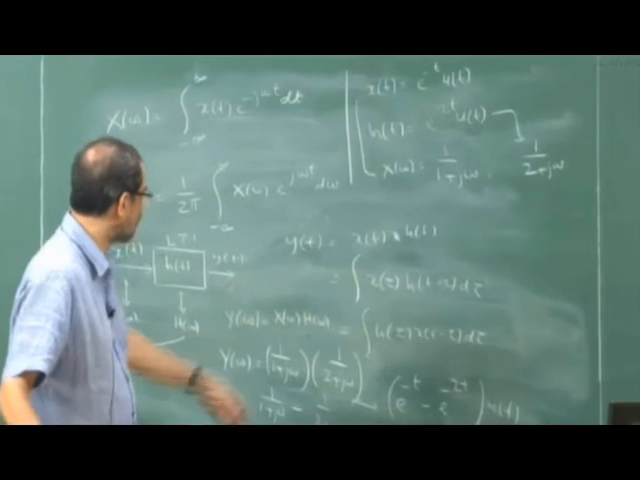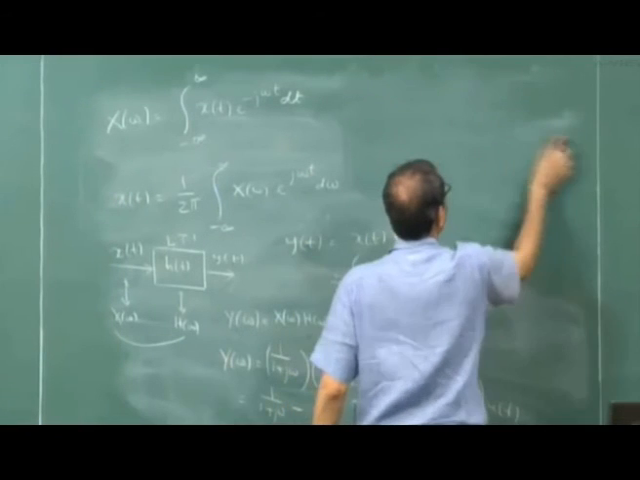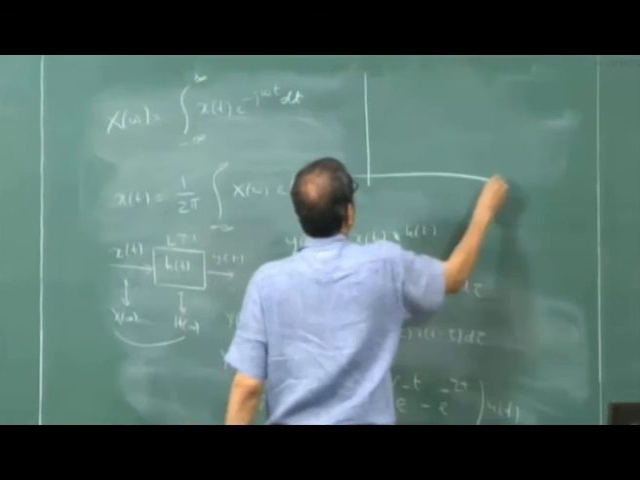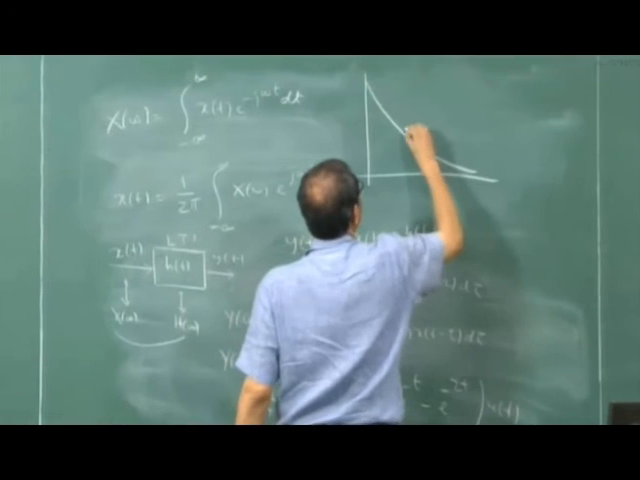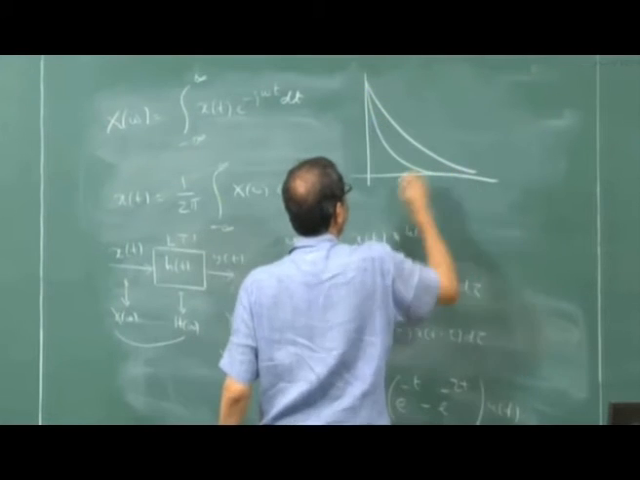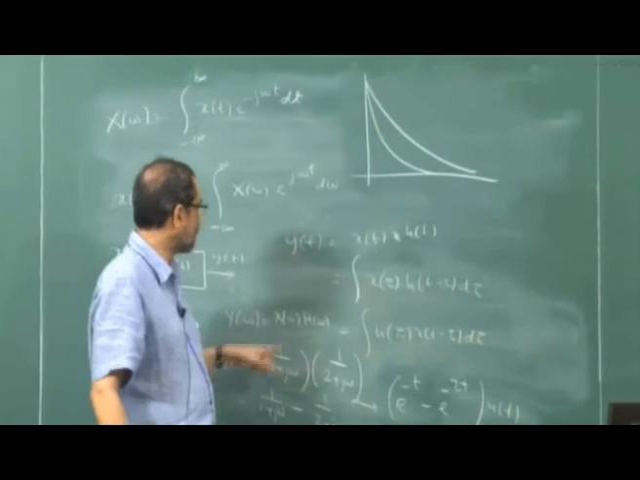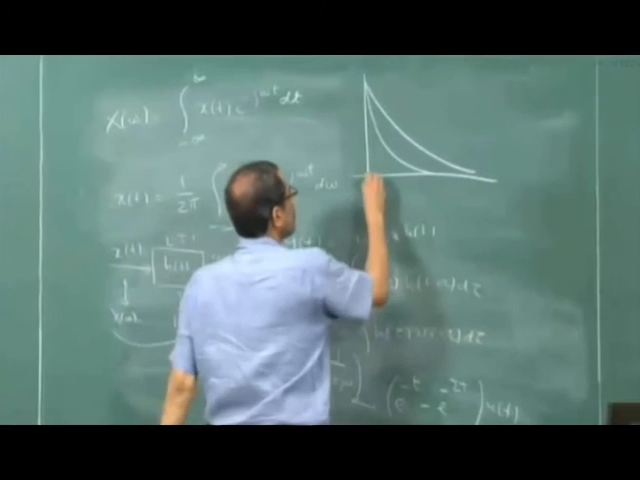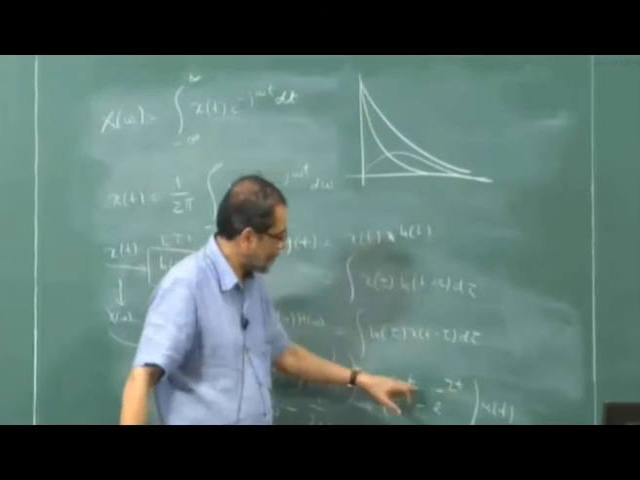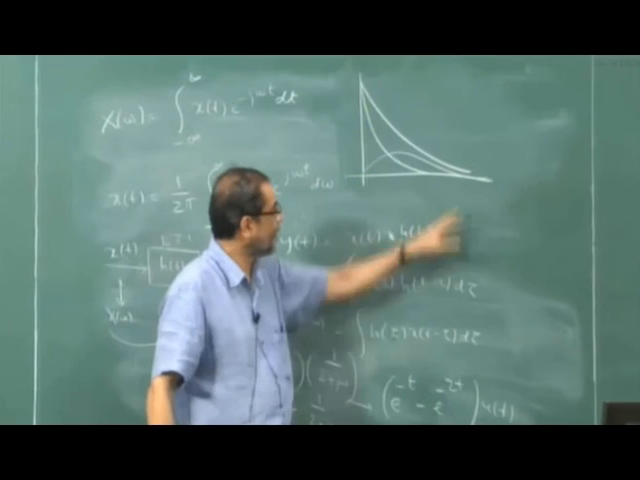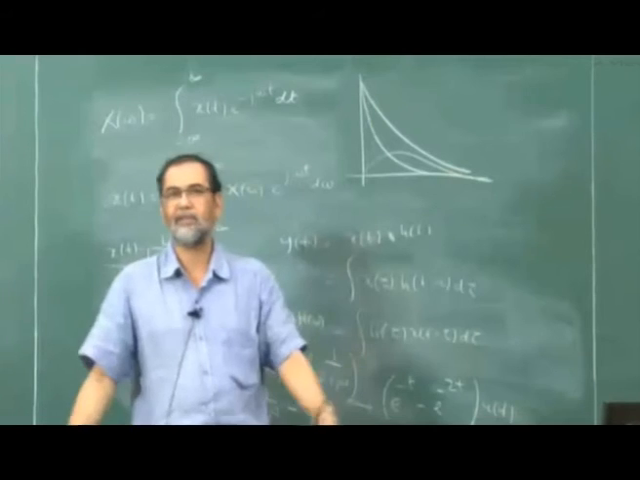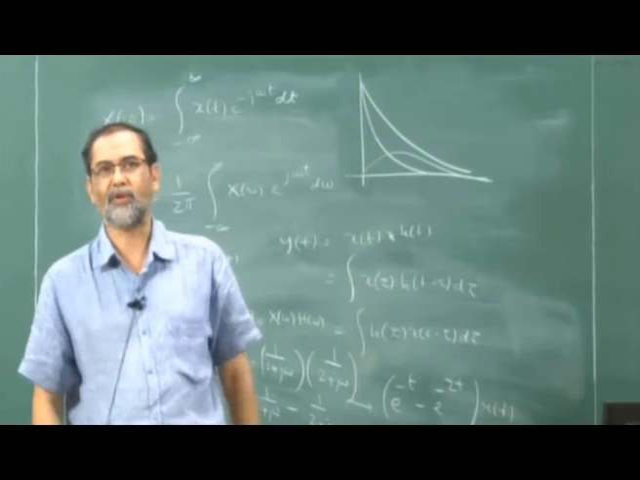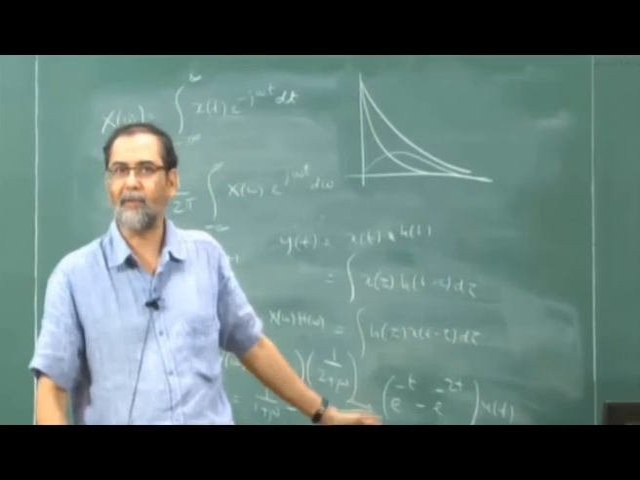And if you sketch y of t, remember the picture I had shown, this is my x of t and this is my h of t. It is falling more rapidly because it is e raised to minus 2t. If you sketch this, this function becomes like this. At t equal to 0, it is 0. At t infinity, it is 0. In between, it takes some values. You can go back and look at my slides. Some 2 or 3 classes before, I had solved the same problem and sketched it.